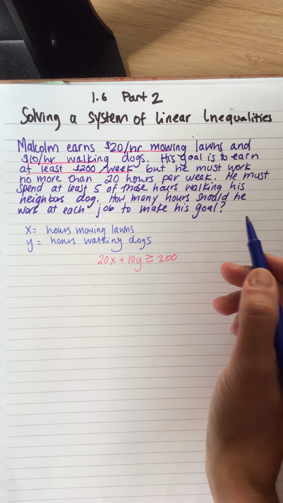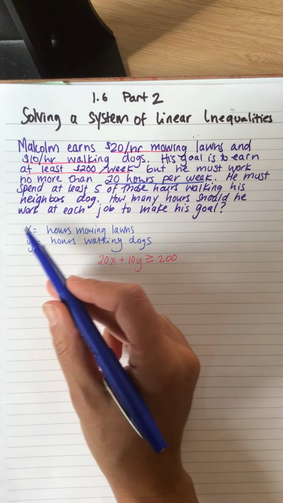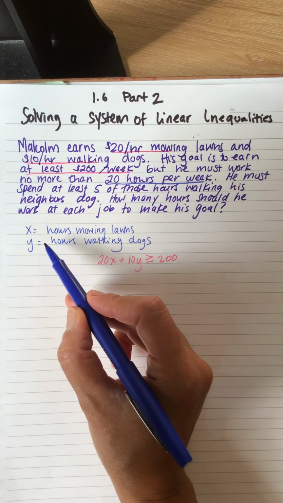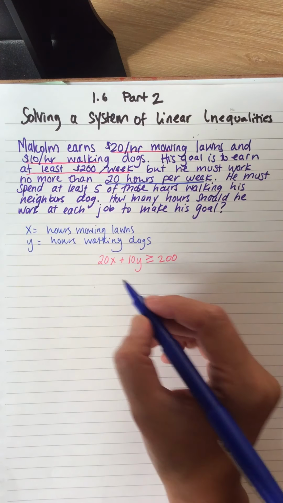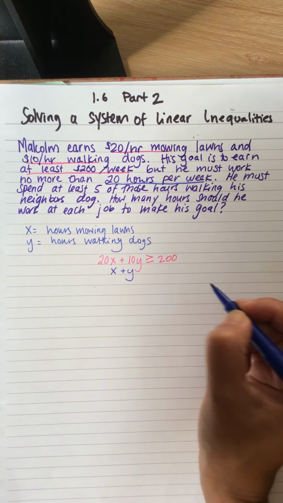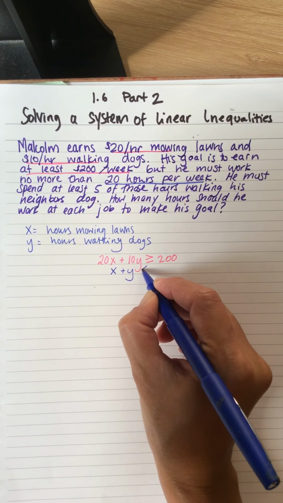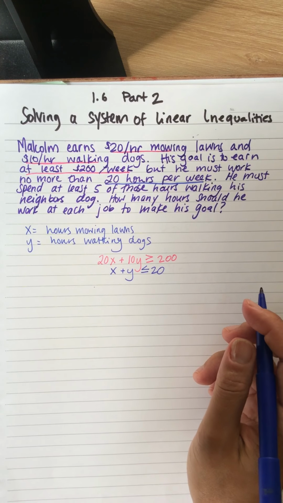Then there's a second constraint of he can't work more than 20 hours a week. So his total number of hours of mowing lawns and walking dogs has to be less than or equal to 20 hours. So X, the number of hours mowing lawns, plus Y, the number of hours walking dogs, has to be less than or equal to 20 hours.